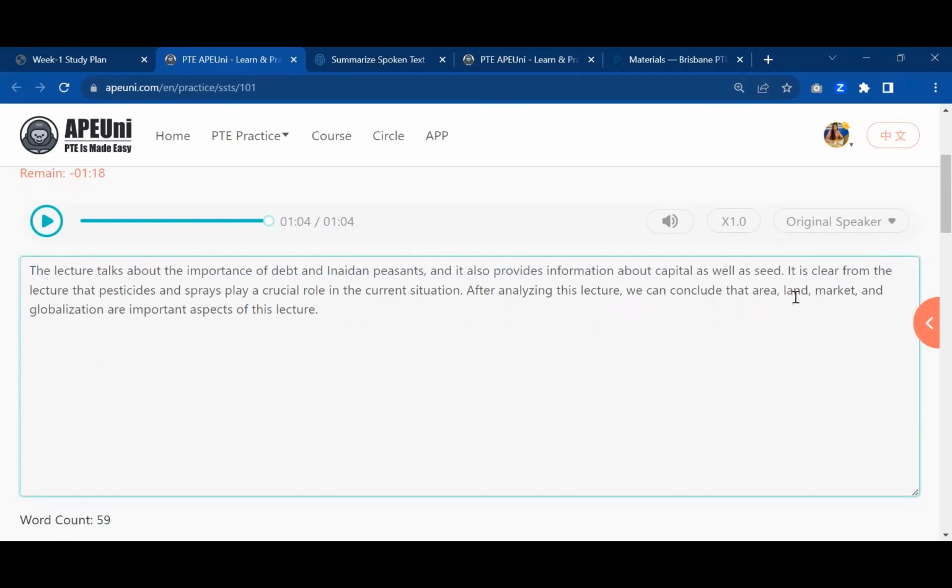We will read this whole just to avoid any grammar or spelling or punctuation error. Okay, after, before, and okay. The lecture talks about the importance of debt and Indian peasants. Okay, and it also provides information about capital as well as seed. Seed or seeds. Let's keep seed. Same. It is clear from the lecture that pesticides and sprays play a crucial role in the current situation.